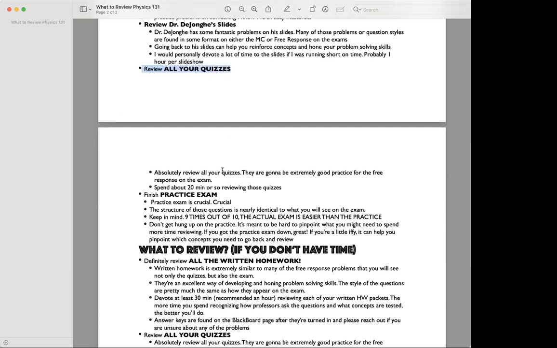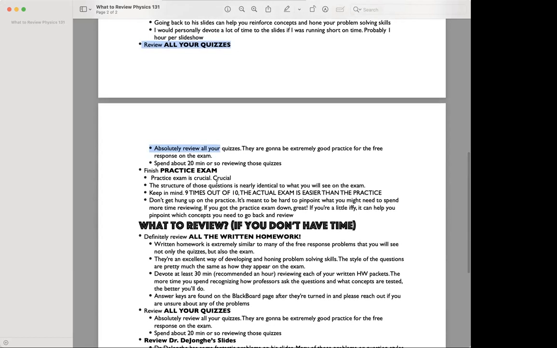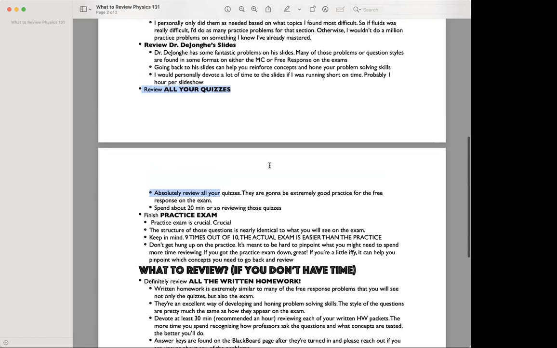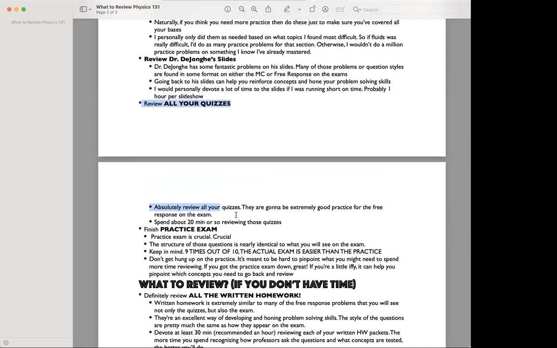Quizzes is more relevant for when you're studying for the exam. Reviewing quizzes is immensely important. I would spend 20 minutes or so reviewing all the quizzes that you have, and all the quizzes are like 1 to 2 problems. There's only maybe 1 or 2 quizzes that were 3 problems, but they're all pretty short.